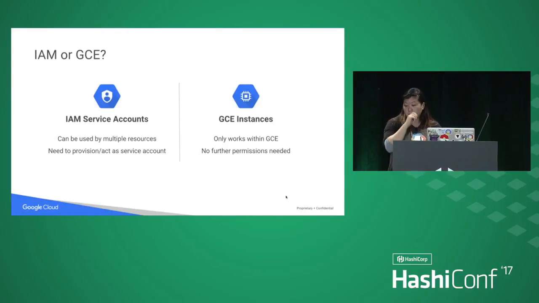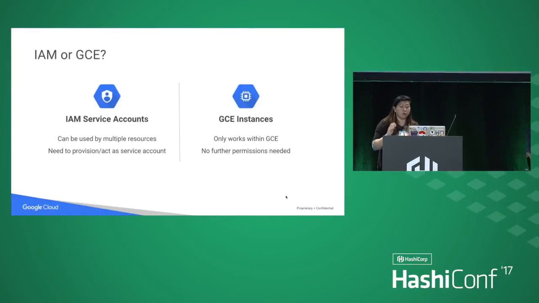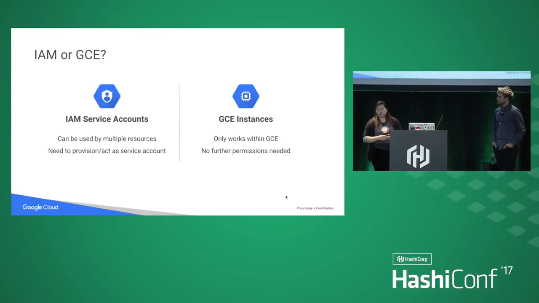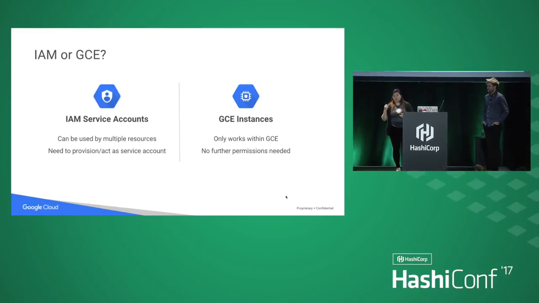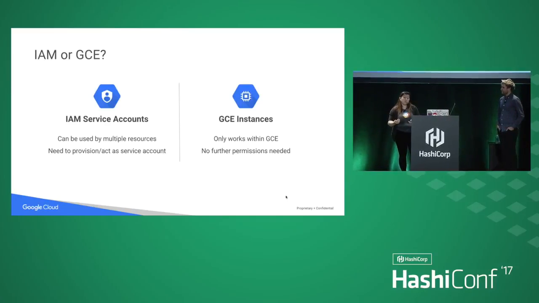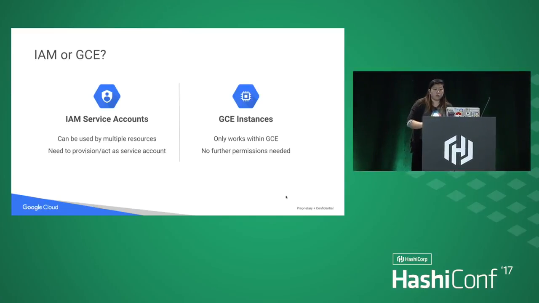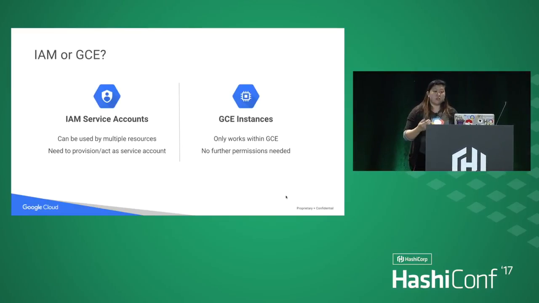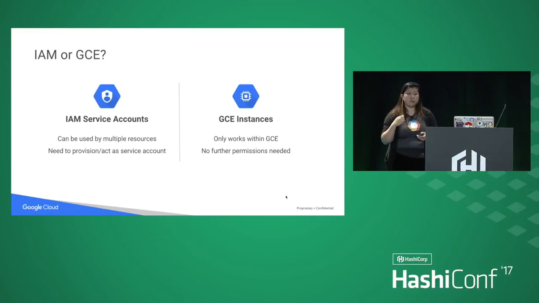But I'll talk a little more about why you would want to use one over the other first. IAM can be used by multiple resources, so you don't need a VM to run it within, whereas GCE only works within an instance. On the other hand, you don't need further permissions to allow a GCE instance to authenticate, where you would need either the service account or a separate actor to have permissions to sign a JOT. Or you would need to give it the credentials file and have it sign the JOT using that private key.